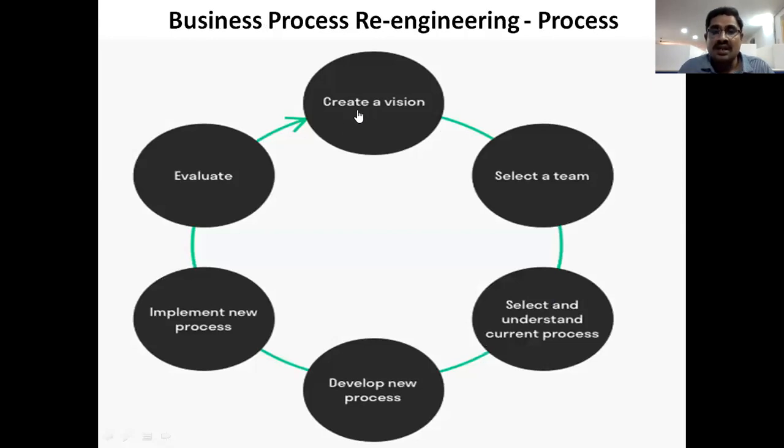So first one here, create vision. Here vision means we need to prepare and set a clear target, right?